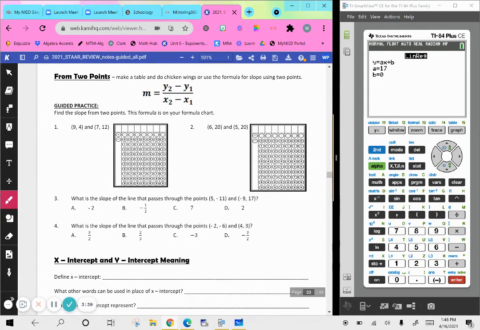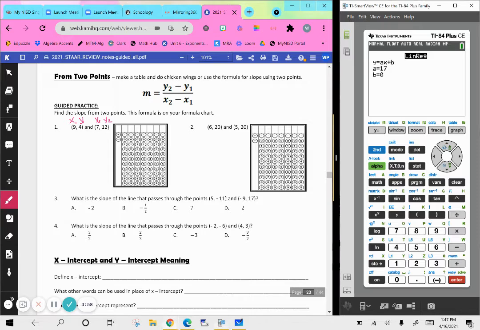And again, if they give you 2 points, if it says find the slope from 2 points, okay, this formula is on your formula chart, but this is an X value, this is an X value, this is a Y value, this is your Y value, right? So X1, Y1, X2, Y2.